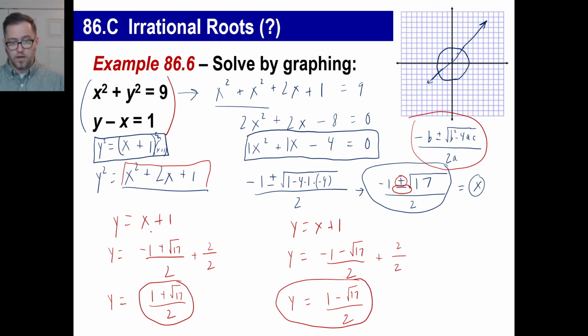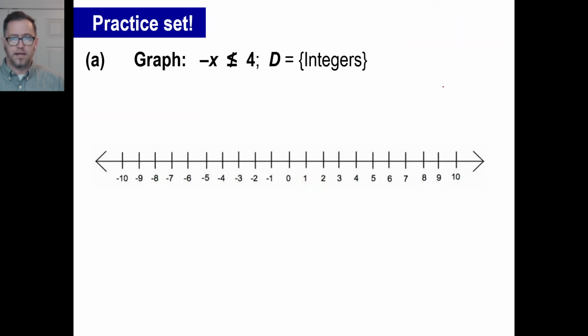Over 2. We plugged both of those in one at a time. One time we did the plus here. One time we did the minus here. That gave us two answers for y, because it hits right there at an x and y, and it hits right here at an x and a y. So if we have two x's, you have to have two y's. So there you go. The only thing that's different is that the answers are not rational numbers. Go ahead and pause it there and try A.